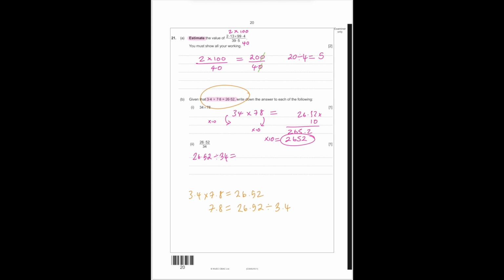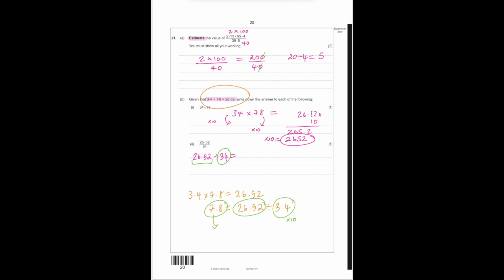Our 3.4 has been times by 10. Our 26.52 stays the same, but we're still going to have to change the answer of 7.8. Now, because we rearranged the equation, we actually have to do the opposite. So rather than timesing by 10 to match it, we're going to have to divide by 10.